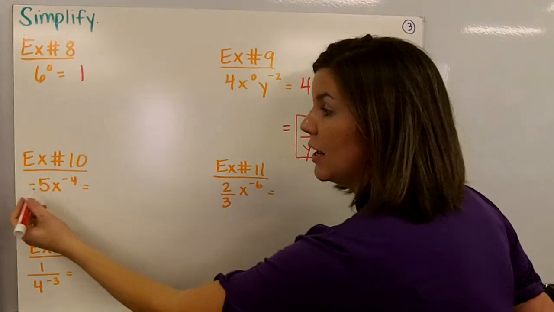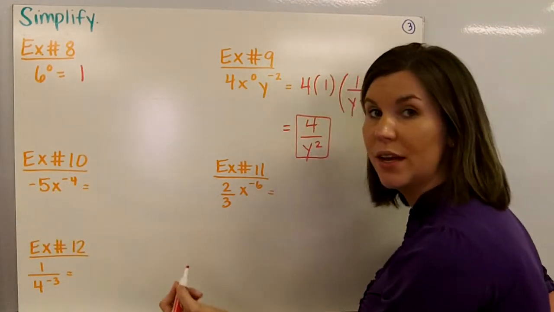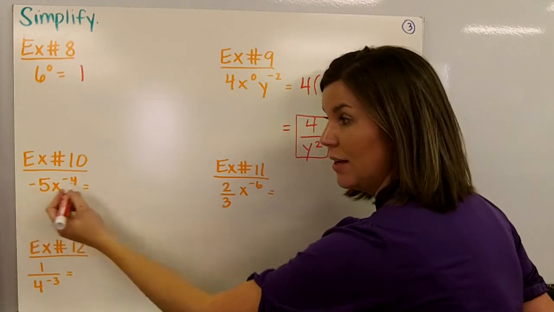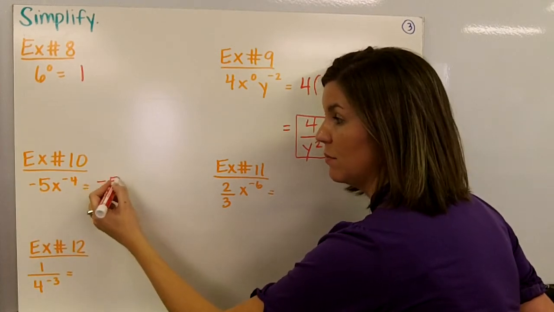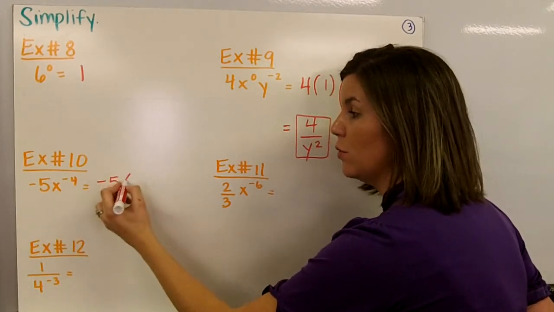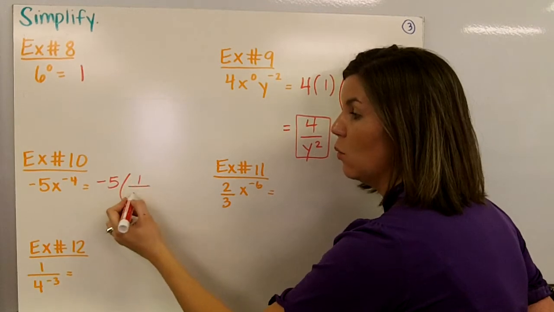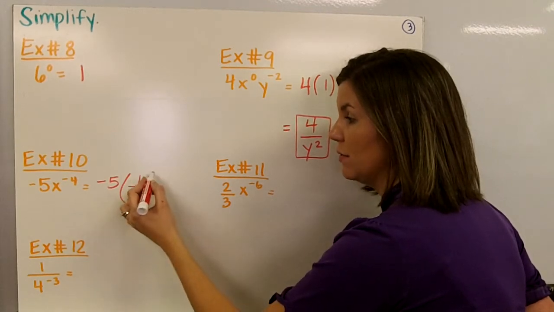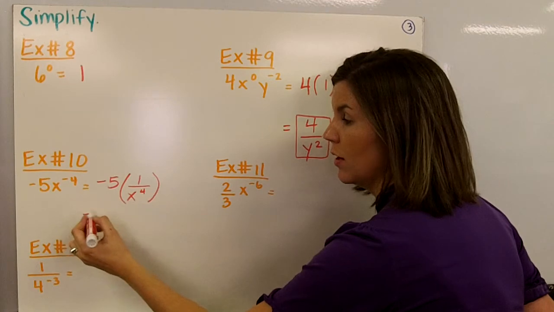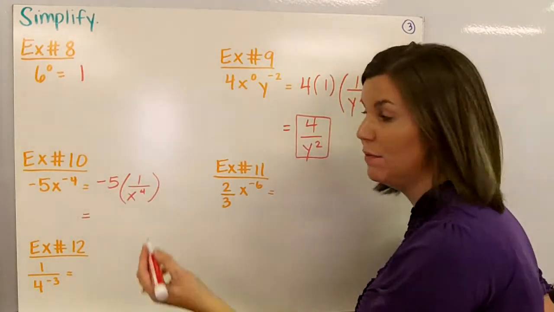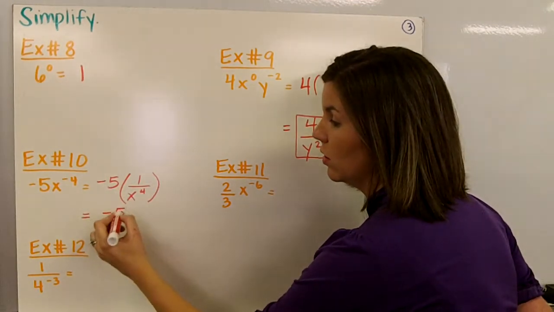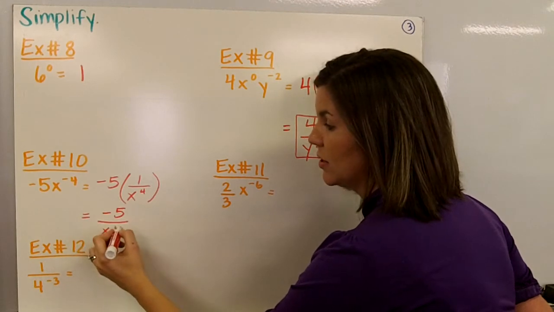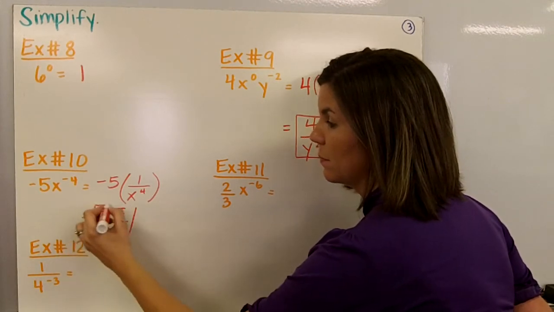Example number 10. Negative 5 times x to the negative fourth. So again, negative 5 stays the same. X to the negative fourth would be rewritten as 1 over x to the positive fourth. Negative 5 times 1 is negative 5 over x to the positive fourth power.